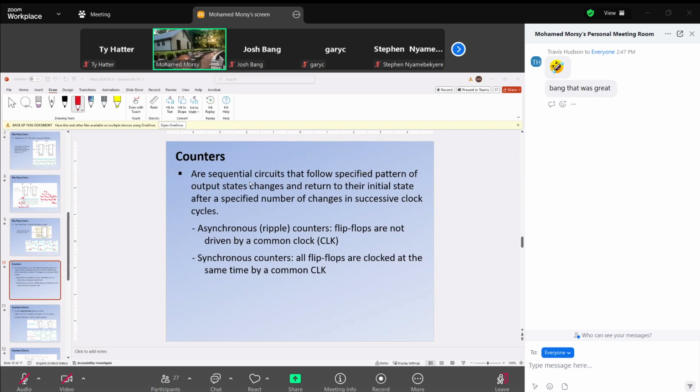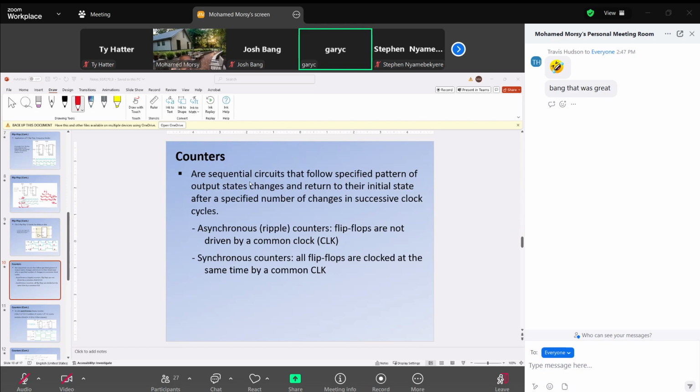Why, guys? Why is a counter a sequential circuit, or a flip-flop a sequential circuit? Because counting is sequential: 1, 2, 3. You can't skip, right? No, this is not the reason. There is an important reason to differentiate. Oh, the output depends on the input, right?